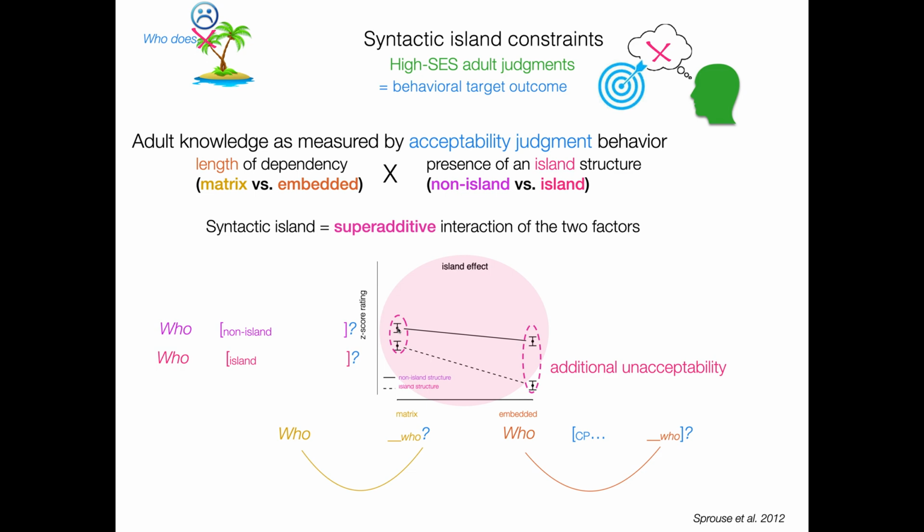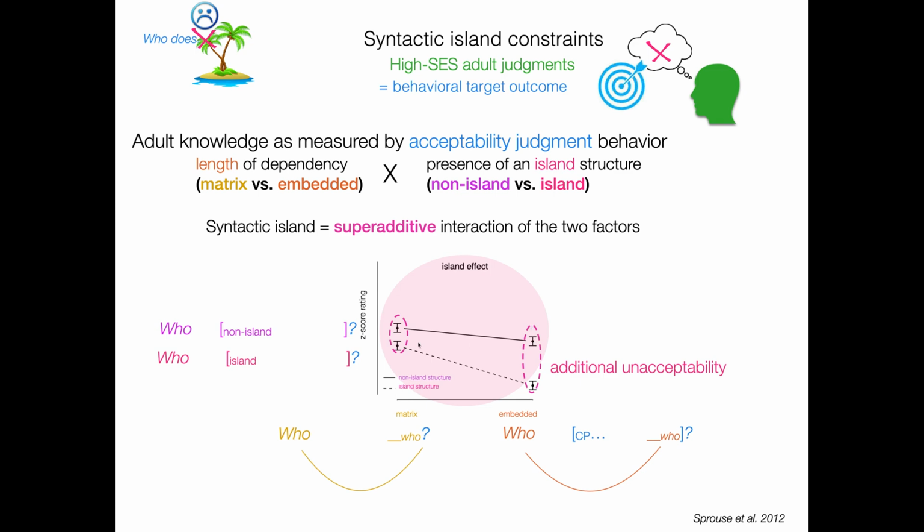We go back to our matrix one with non-island. What if you keep the matrix dependency, but now you just have an island structure later on in the utterance? Well, guess what? You like that a little bit less too, right? There's a certain amount of unacceptability maybe that you just have for that. You're like, well, I just like it less, right? So you have this amount of unacceptability for having an island structure, this amount of unacceptability from here to here for having an embedded dependency.